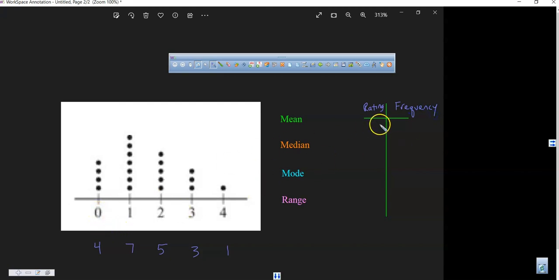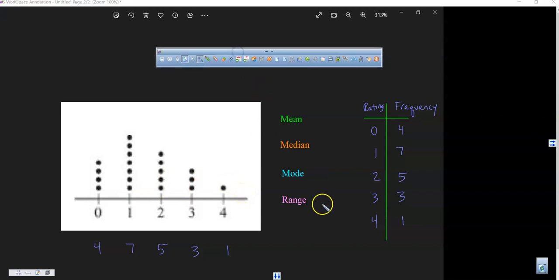All right, so right now, here are your ratings. Let's say you went to a restaurant and you're one of those people who likes to criticize stuff, and you want people to know how great something is or how horrible something is. All right, so here we go. So right now it looks like 4 people rated it a 0. We had 7 people rated it a 1. We have 5 people rated it a 2, 3 rated it a 3, and only 1 person rated it a 4. Now this data could mean anything, all right? But we're just pretending like it was a rating at a restaurant, all right?